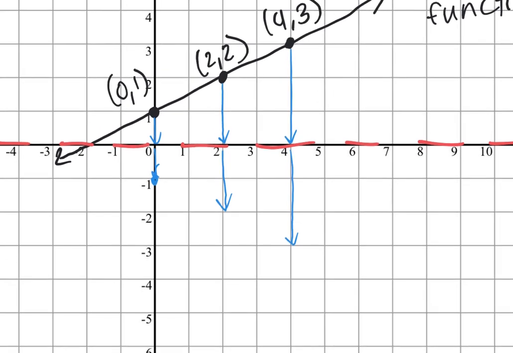Yeah. So we're just moving. See how we move down 2 to get to the line? We move down another 2. We move down 3 to get to the line. We move down another 3. Draw a line connecting all of them.